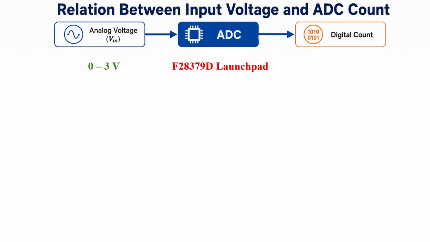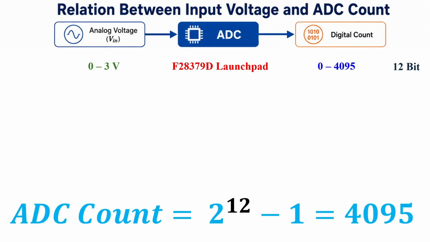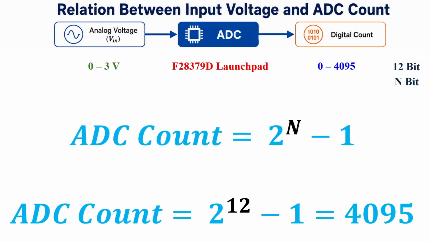Next, the ADC converts this analog voltage into a digital count. Since the F28379D LaunchPad uses a 12-bit ADC, the output count ranges from 0 to 2 power 12 minus 1, that is 0 to 4095. In general, for an n-bit ADC, the maximum ADC count is given by 2 power n minus 1. So for a 12-bit ADC, the maximum count becomes 2 power 12 minus 1, which is 4095.